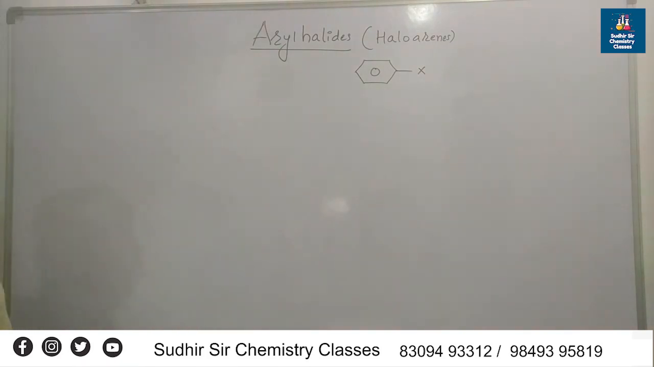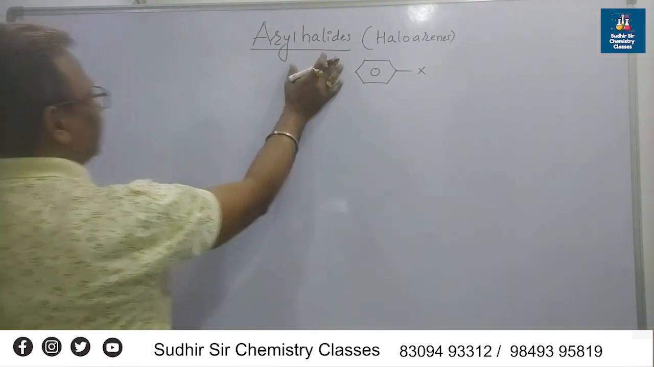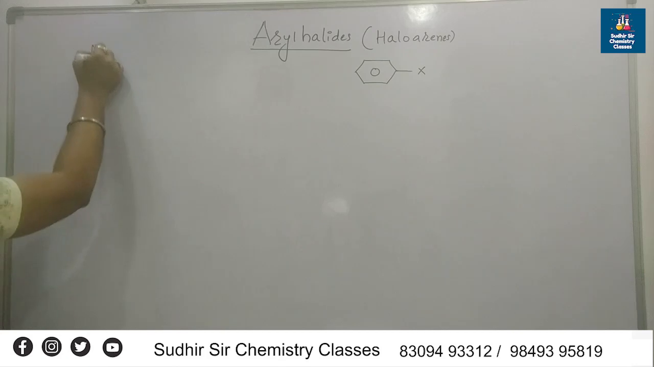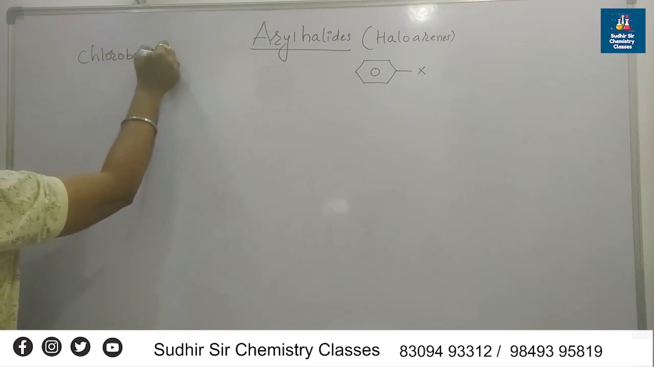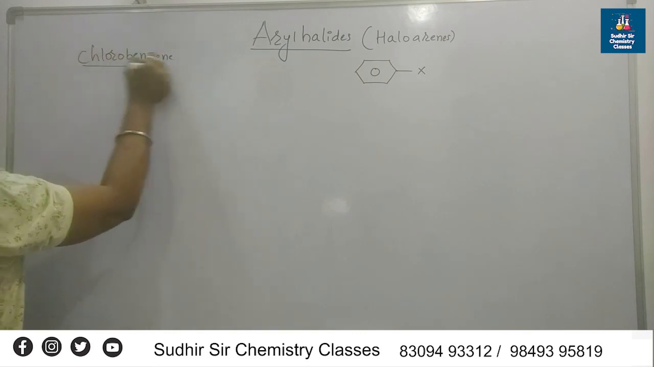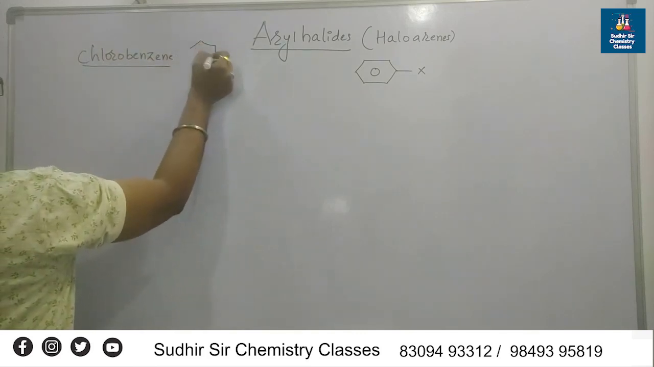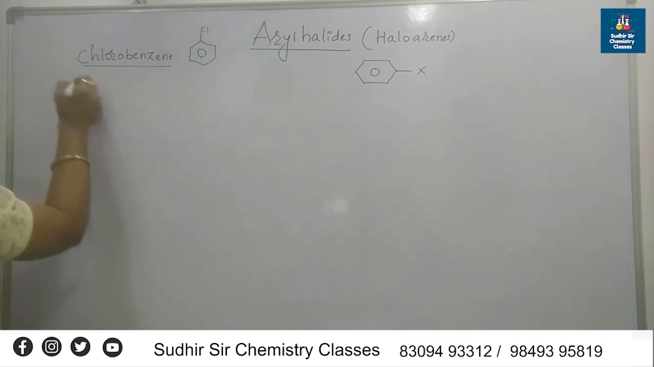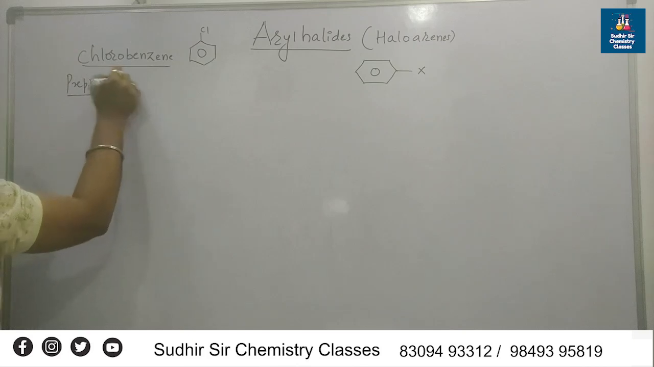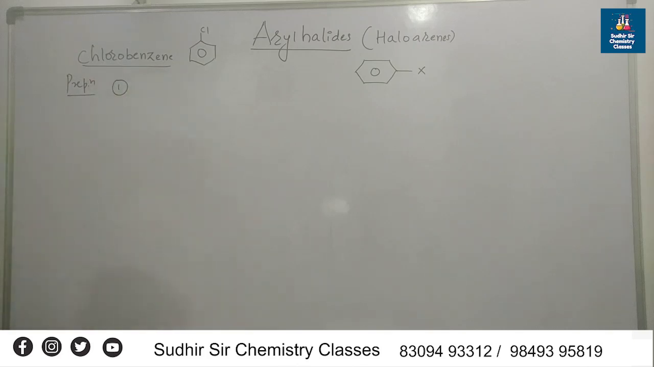Here we are going to see an example of aryl halide that we are going to discuss: chlorobenzene. Chlorobenzene means a benzene ring having a chlorine over it. And in this one we are going to see the method of preparation of chlorobenzene. How can chlorobenzene be prepared?